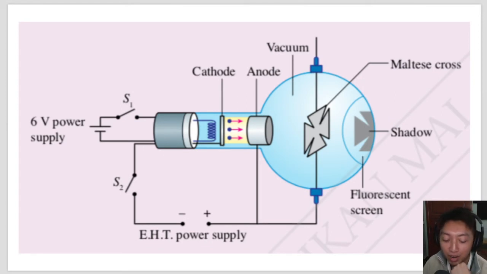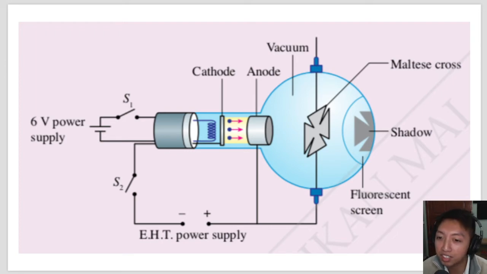Now, the other type of experiment that they did uses a Maltese cross. Basically, it's the same as the one just now. We have the cathode, we have the anode, and we are shooting out a cathode ray. And this time we're using a Maltese cross, blocking the path of the, sorry, not the anode, the cathode rays.